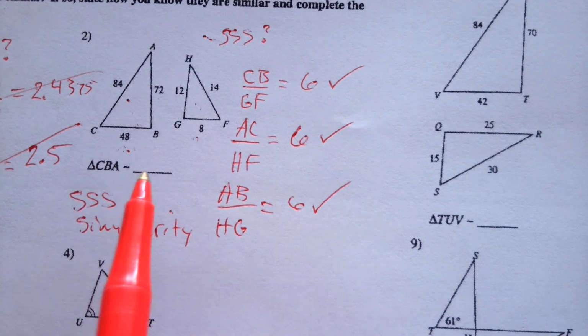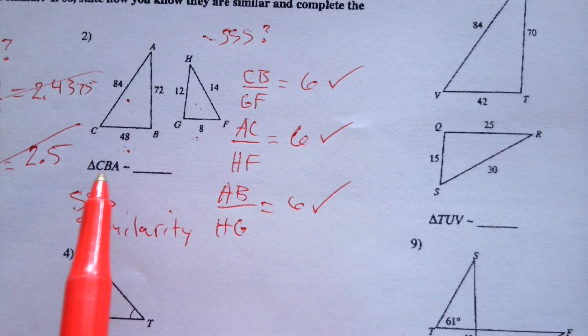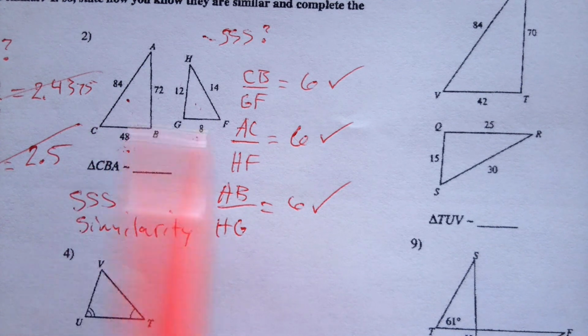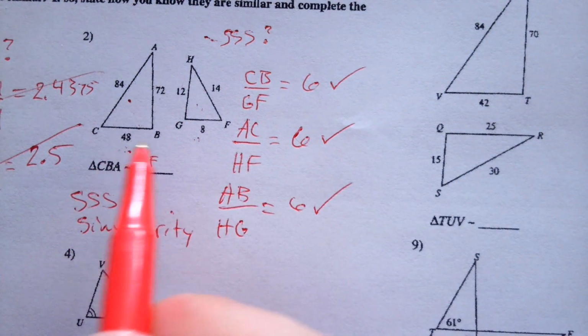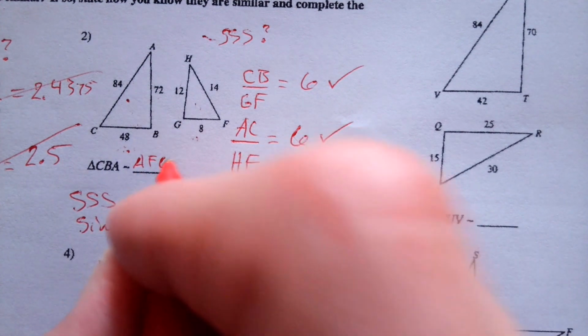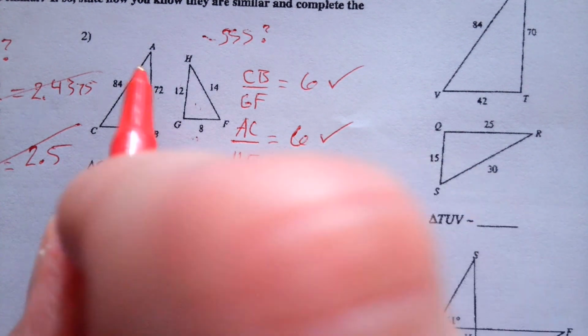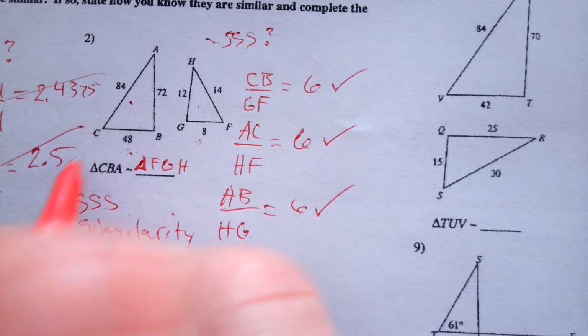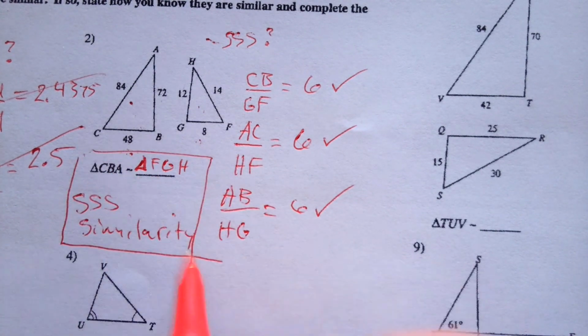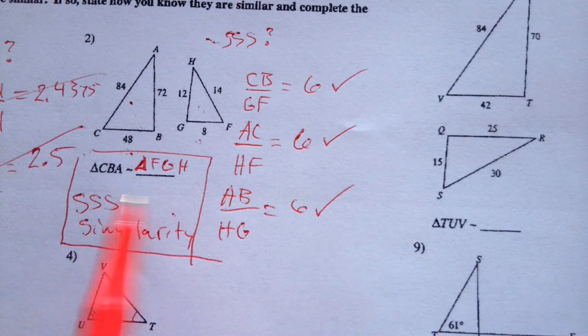And CBA, now we have to match up the angles. C matches with F. B matches with G. And A matches with H. So you have to compare everything in the correct order and then write the similarity statement in the correct order.